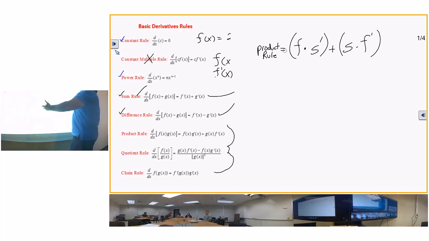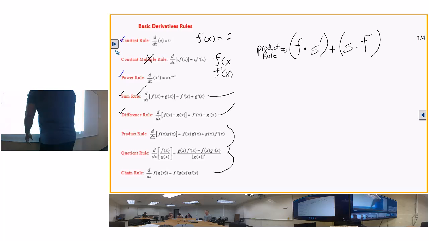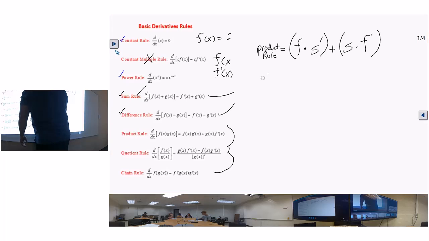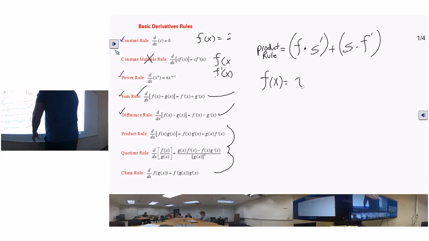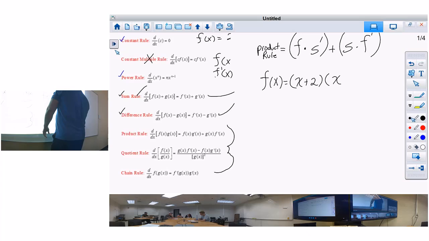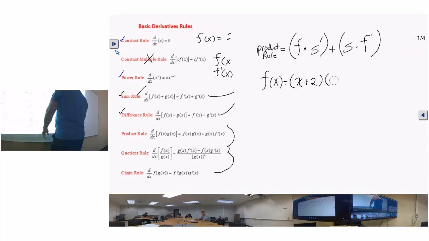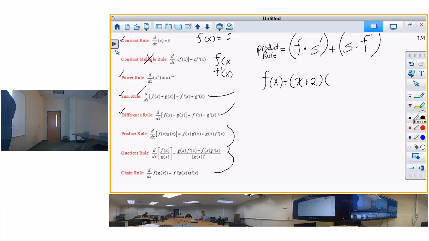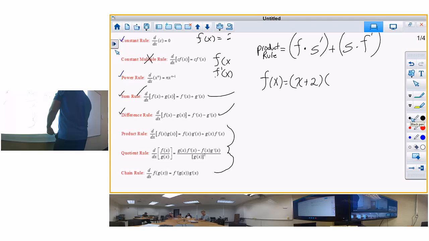Let's make up an example. Let's say f of x is equal to (x + 2)(x - 3). Now let's do 2x. Yeah, let's just do 2x or 2x squared.